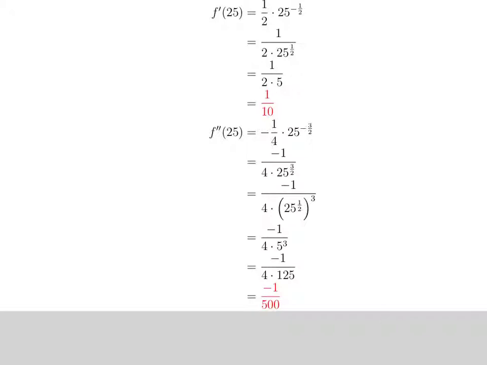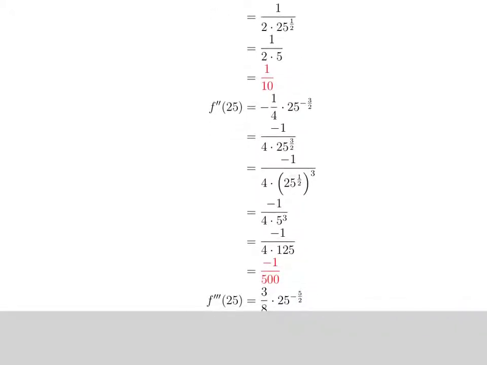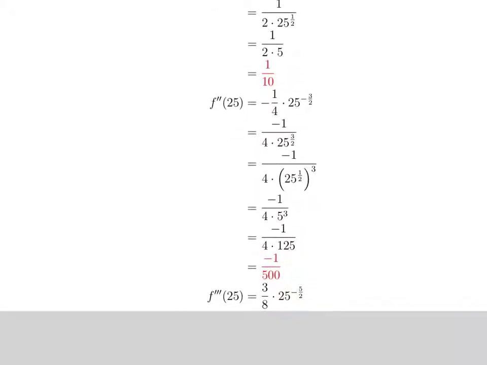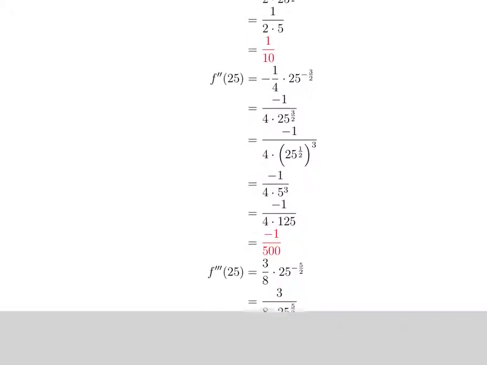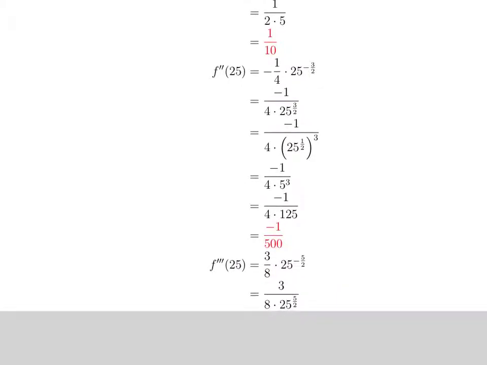Okay, now on to the third derivative. We just have one more to do. Now plugging in the 25, we'll get 3/8 times 25 to the negative 5/2. Okay, same trick as before. We move that down into the denominator by taking advantage of the negative exponent.